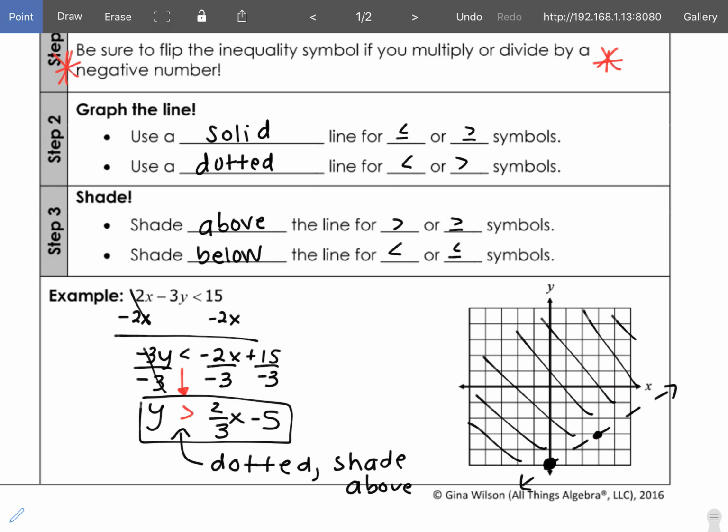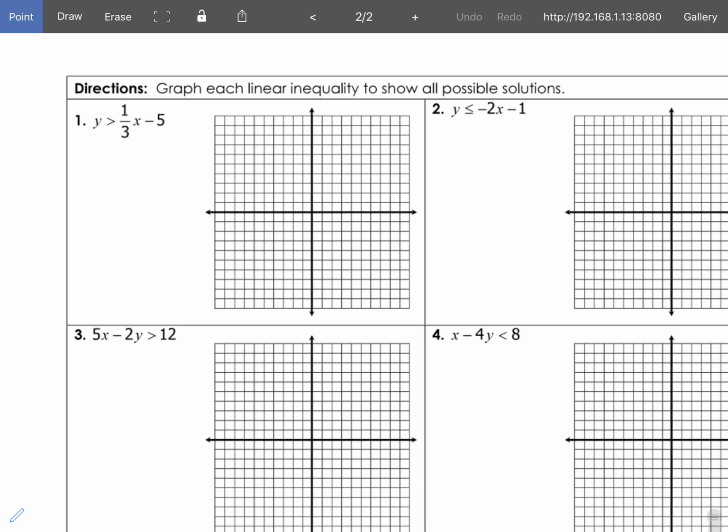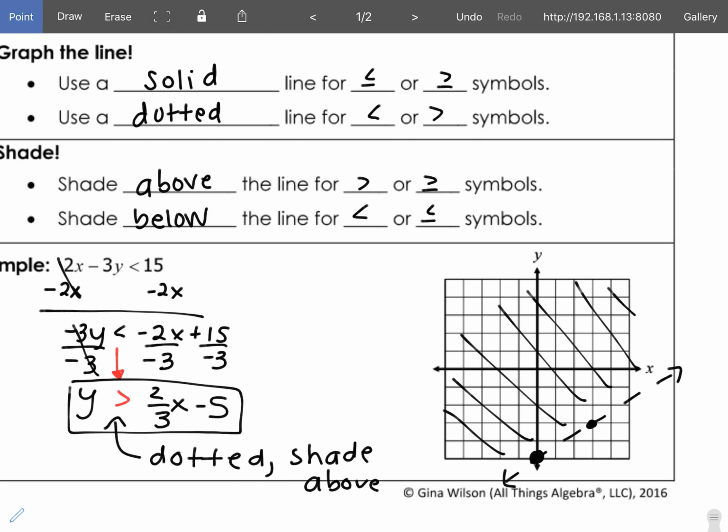All right, let's go to the next one. Graph each linear inequality to show all possible solutions. Oh, and that's the other thing. On this one, all the possible solutions is literally everything that is going to be above this line. So you could pick 0, 0. You could pick 1, 0, 2, 0, 3, 0. You could pick 2, 2. You could pick 0, 3. But you see how you can't pick anything down here?